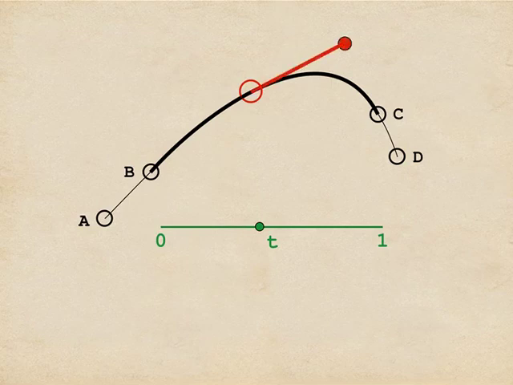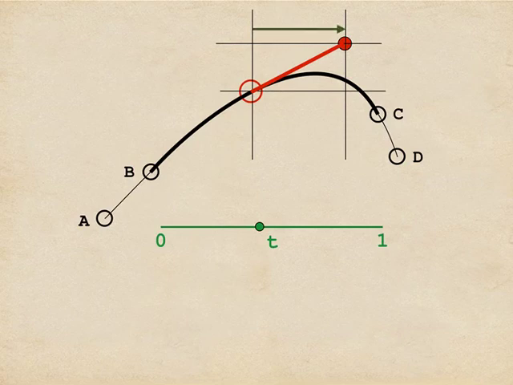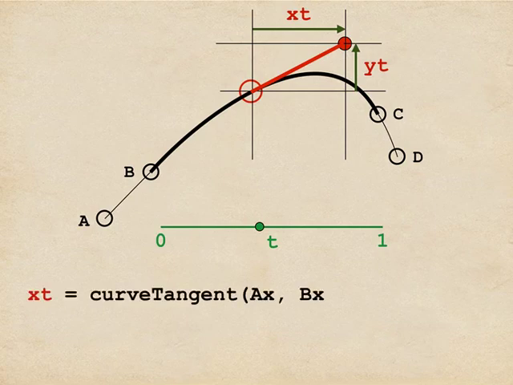that point. I'll call the horizontal distance from the point on the curve to the tangent point xt for x tangent, and the vertical distance from the point on the curve to the tangent point yt for y tangent. To get the values of xt and yt, we call curve tangent. Notice that there's a capital T there in the middle. Curve tangent works just like curve point.